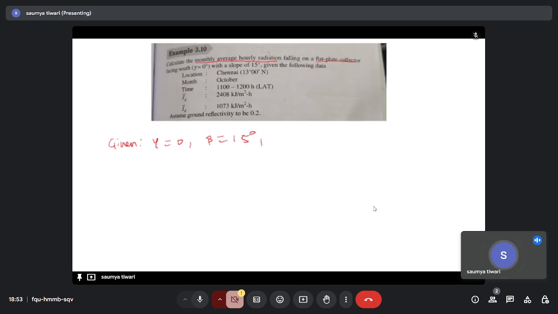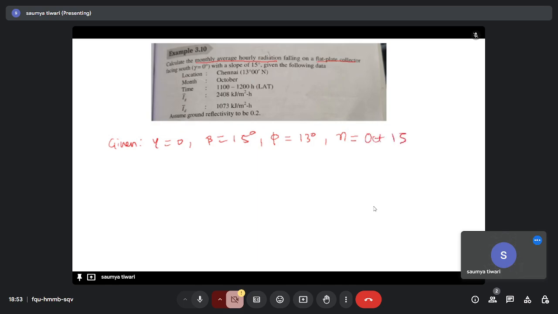Okay, the location is given. So your phi value is 13 degree. The month given is October. If you remember the n value for October, we have an average day for a particular month, and there's a whole table given in your lecture also. So for October, the average day of the month is October 15th.